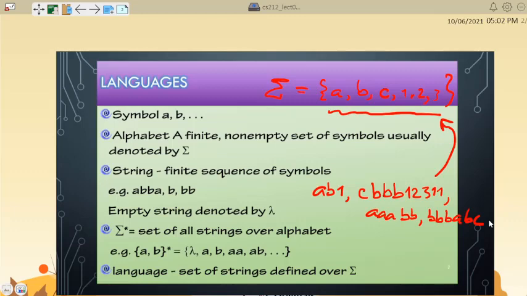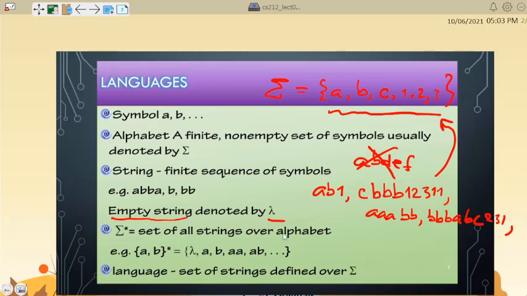Or we can have A, B, B, or we can have B, B, B, A, B, C, 2, 3, 1 like this. But if our sigma is A, B, C, 1, 2, 3, we cannot have a string like A, B, D, E, F. We cannot have this one because our sigma only has the symbols A, B, C, and 1, 2, 3.